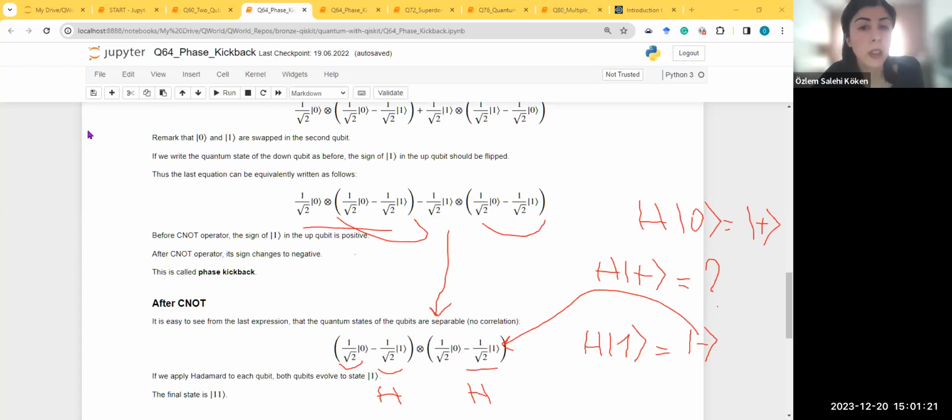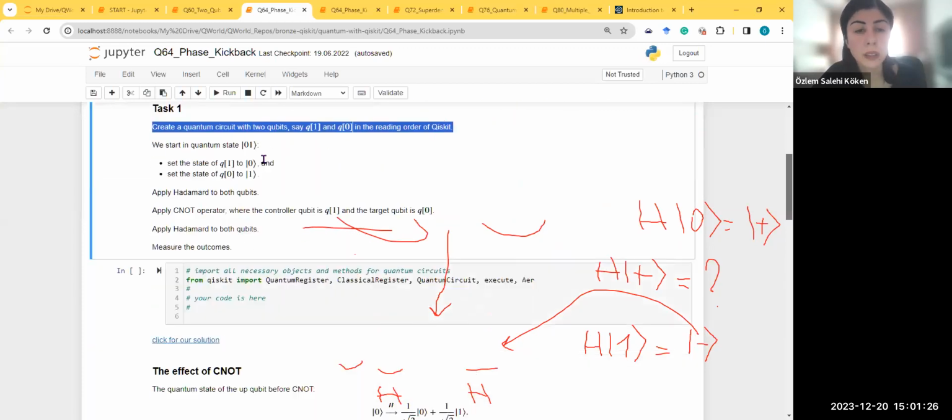So what happened? We started with 0, 1. Let's go back. We started with 0, 1. We apply Hadamard to both qubits. We apply CNOT, where Q1 is control and Q0 is target. We apply Hadamard again, and the result was 1, 1. So it is as if CNOT worked in the reverse direction, right? So we had something strange. The control qubit was affected as a result of the NOT application because of our construction, basically. Though, because we had those other gates in between.